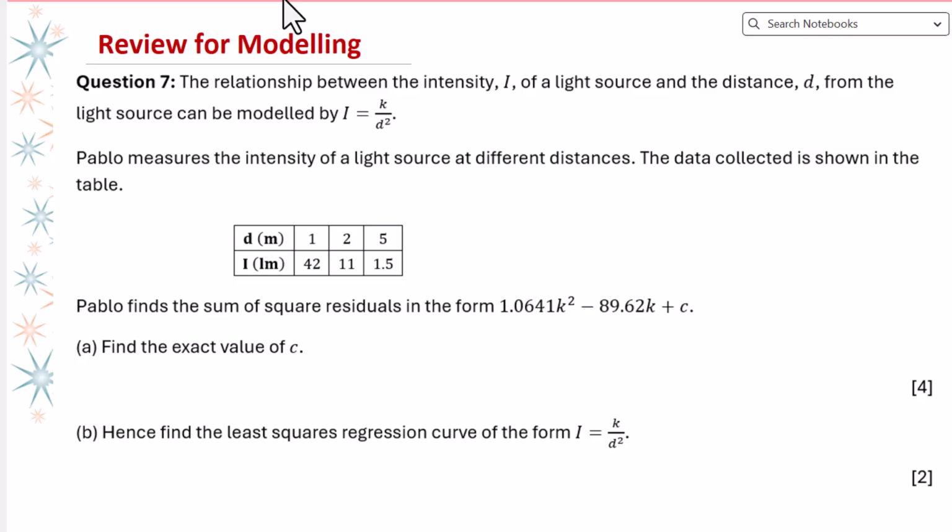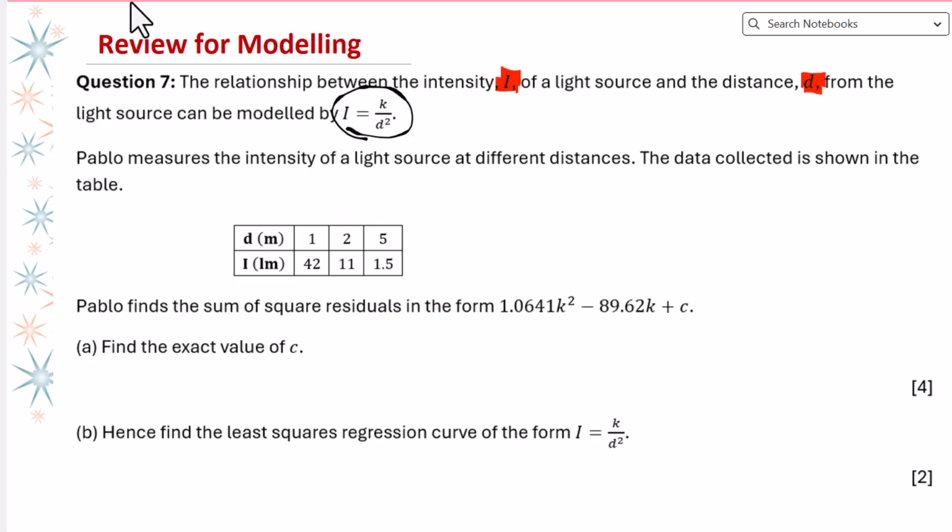The relationship between the intensity I of a light source and the distance d from the light source can be modeled by I equals k over d squared. Pablo measures the intensity of a light source at different distances. The data collected is shown in the table.